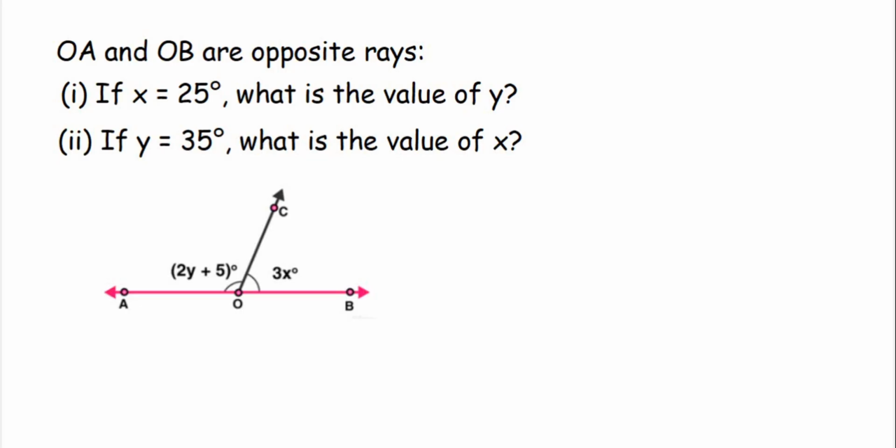Hey everyone, here's a question on lines and angles. The question is: OA and OB are opposite rays, and we have to find the value of y when the x value is given, and in the second question we have to find the value of x when y is given. And this is a figure. You can see that OA and OB are opposite rays.